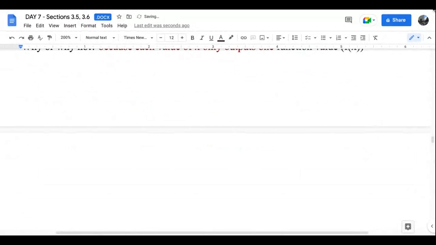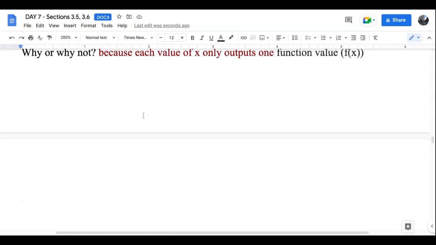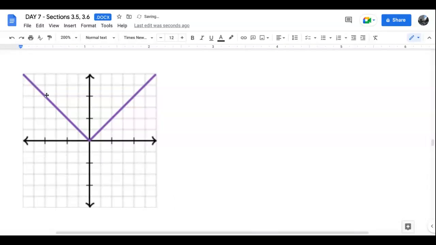And if I like, let me copy a graph here, because the graph is so important. All right, copy image and paste. So convenient in Google. So this is the graph of the absolute value of x.